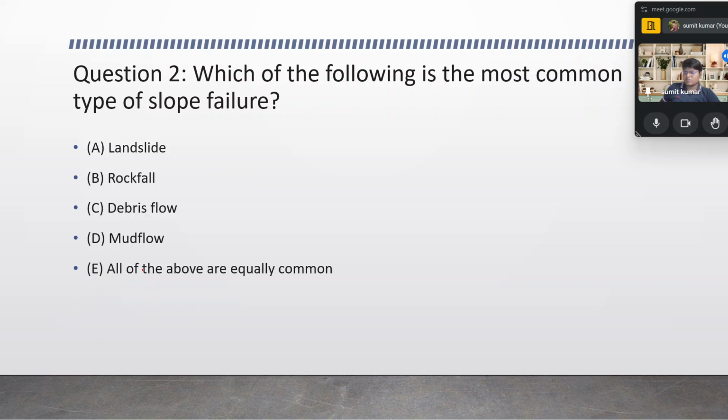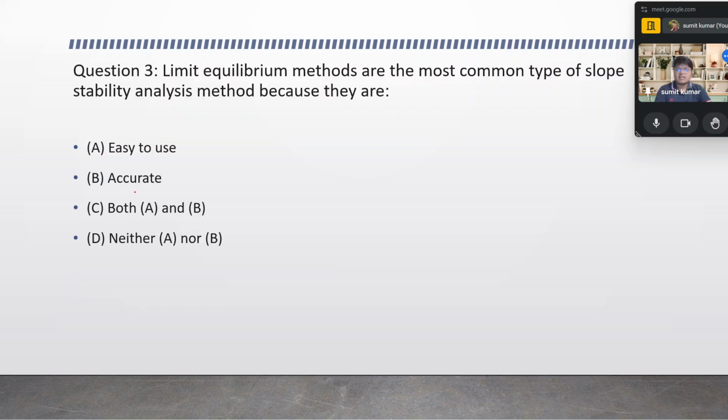Okay. Now when we move to the next problem, the question is: which of the following is the most common type of slope failure? First one is landslide, second one is rock fall, third one is debris flow, and fourth one is mud flow. It is asking most common. So landslide is the most common. In this session, I have clearly stated once that landslide is the most common type of slope failure, which takes place along the slope.